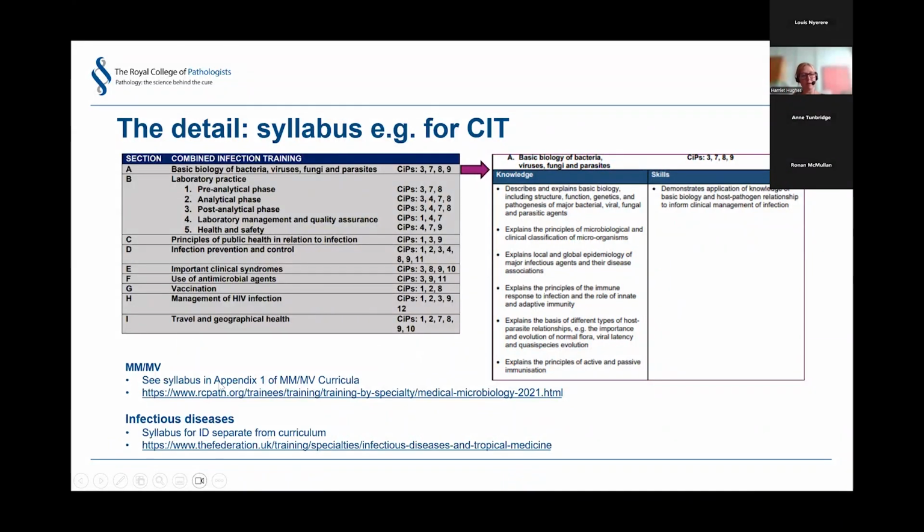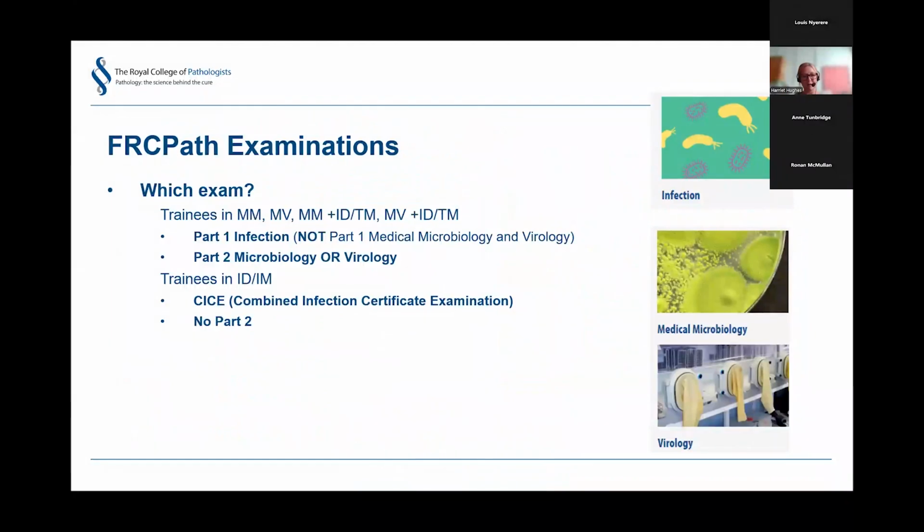If you look at the curricula for micro or virology, you'll find the syllabus in the appendix. For infectious diseases, if you look on the website, the syllabus is actually a separate document to the curriculum, but it's worth opening that up and having a look and making sure you have a copy of that so that you have a bit more understanding about what is required. Hopefully that's helpful. I just wanted to highlight that detail to you, so do have a look at those curricula.